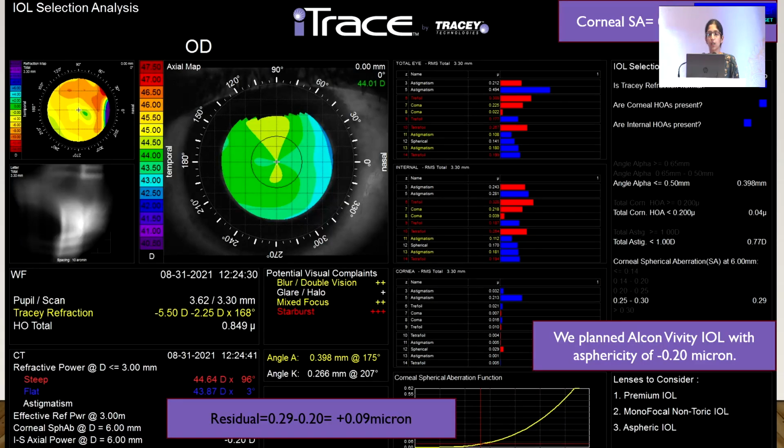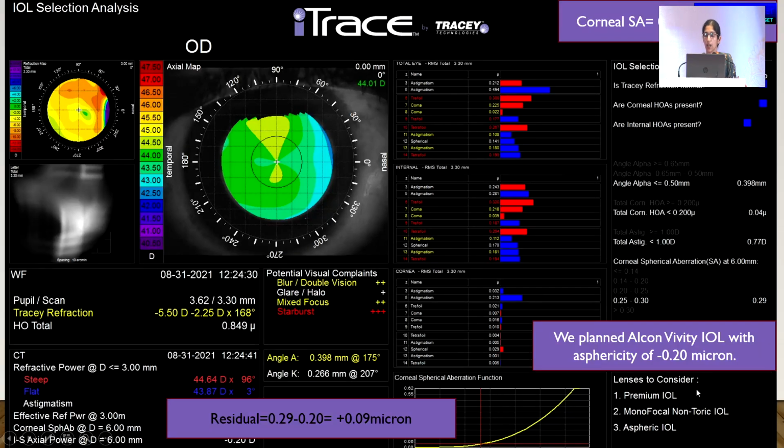Coming to a very important map which the iTrace shows us, the IOL selection analysis. Whenever we have to plan a multifocal IOL, we have to keep 2 things in mind. First is the angle alpha, and second is the total corneal higher order aberration. This is the comprehensive map which the iTrace gives us. On the right side of this map, there's a checklist. It tells us whether corneal higher order aberrations are present, whether internal higher order aberrations are present, and at the end, it tells us which lens should be considered.